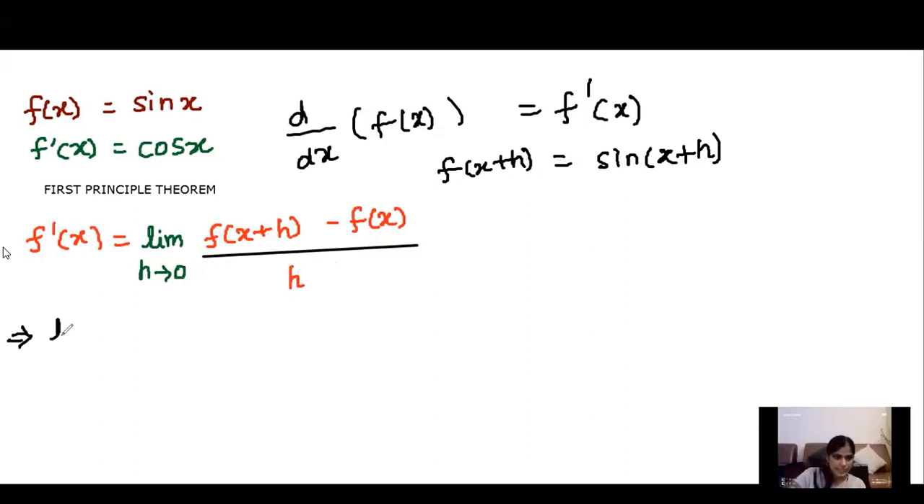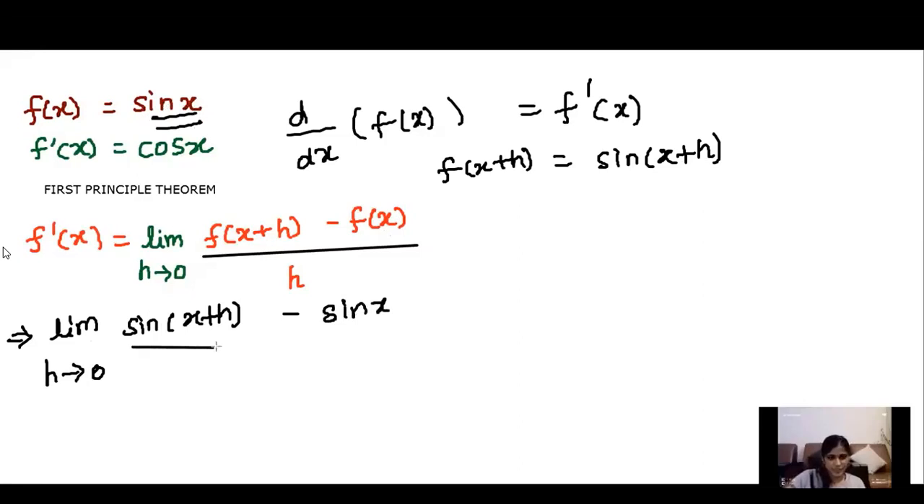So now I'm going to write limit h approaches 0, f of x plus h is sin of x plus h, minus f of x. What is f of x? The question is sin x. So write that as sin x, whole upon, let me draw a decent straight line, upon h. All right, so now in the first principle theorem we have done the substitution step. Next we are going to simplify this further. Before simplifying, you take a close look at this.